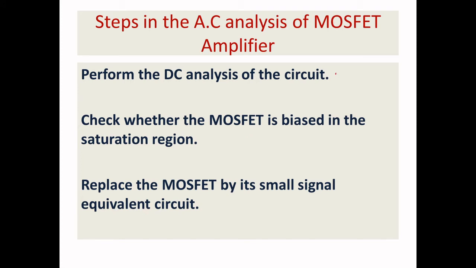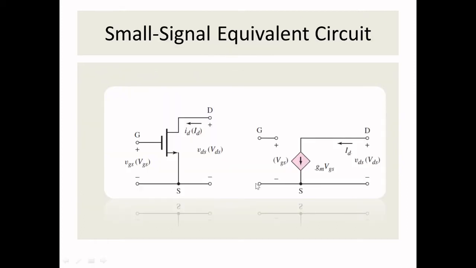What are the steps you need to follow before solving the problem? First, you want to remove all the DC supplies from the circuit. You want to make them 0 DC, then connect those elements to the ground. The second step, I want to check whether the MOSFET is biased in the saturation region or not. That means VDS should be greater than VGS minus VTN. You have to check. Finally, you want to replace your MOSFET with the small signal model. So this is the procedure you have to follow to solve the numericals.